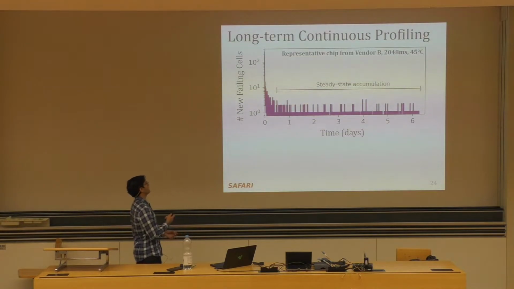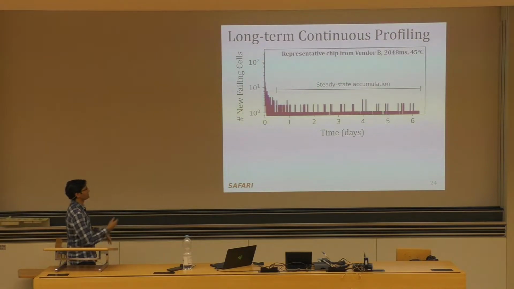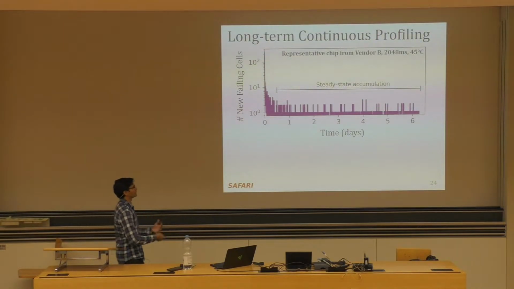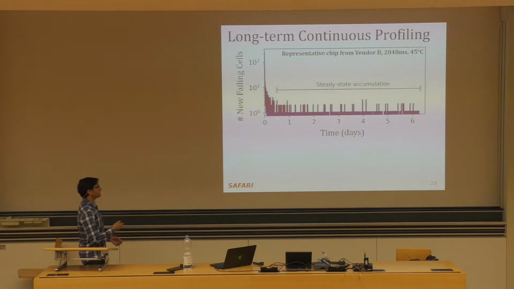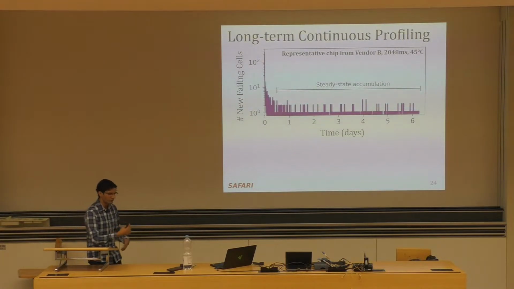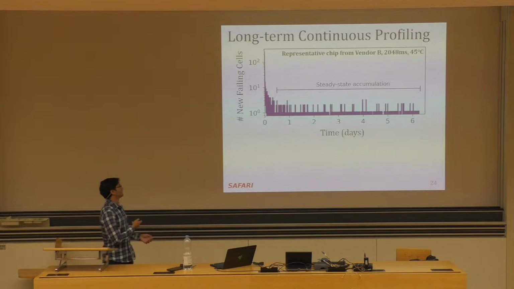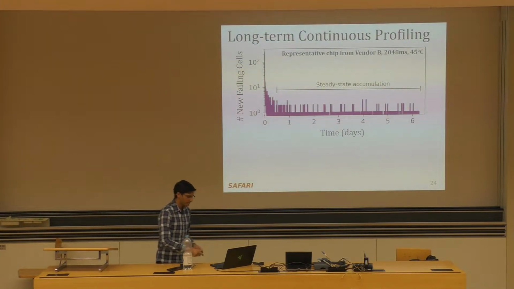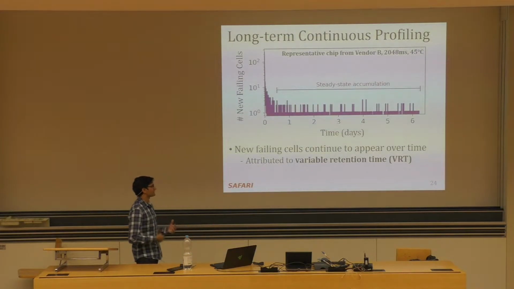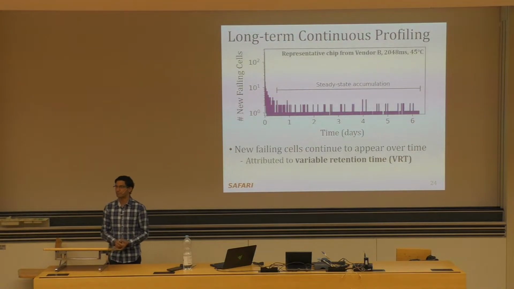And so what we see is that at first, a whole bunch of errors appear, and on this log axis, you're over 10 to the 2. So we get plenty of errors each time we run the profiling routine. But eventually, after about half a day to a day, this settles out into what we call the steady state accumulation regime, where there's a sort of constant number of errors that keep being discovered over time. And it's very low, in the tens regime of errors that you're discovering. So what we observe from this is that new failing cells continue to appear over time. And we can actually attribute this to the variable retention time effect.